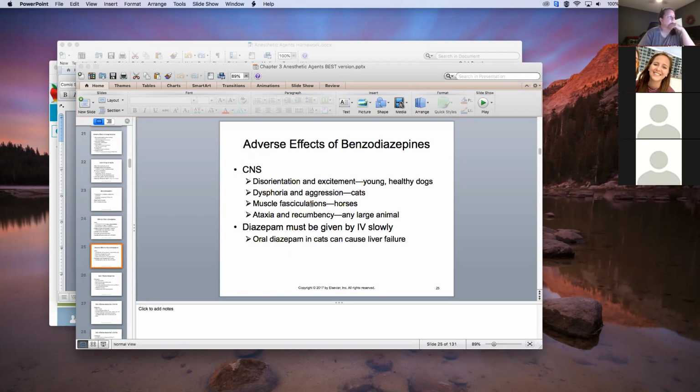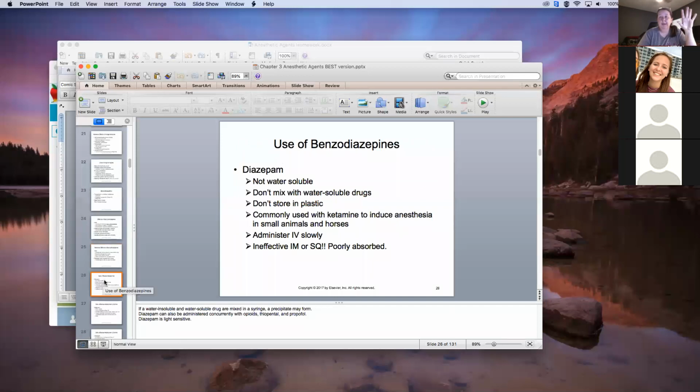ACE and gerbils. Okay. So the benzodiazepines, everything I just said about benzodiazepines is very general. What is the difference? Diazepam has to go IV. It has to go IV to work.